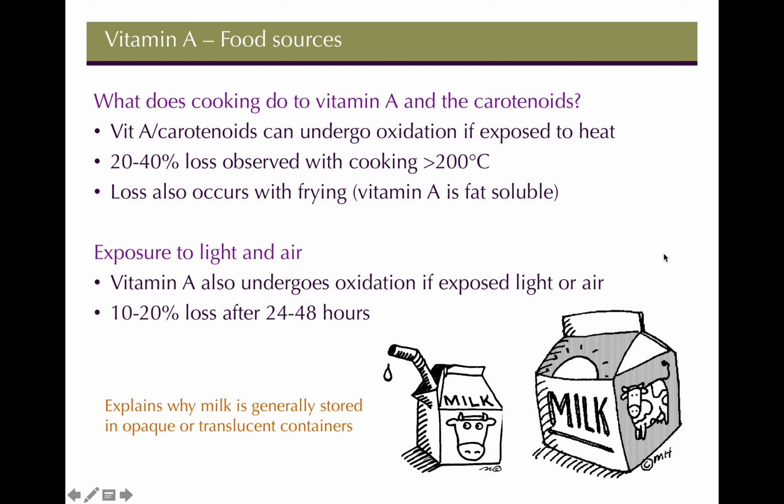Exposure to air and light is another thing that can destroy vitamin A. It will undergo oxidation if exposed to air and light, and it's about a 10 to 20% loss after 48 hours. This is particularly important with regards to milk. Remember, milk has vitamin A in it, and that's why we usually see milk being stored in opaque or translucent containers. It's really to protect the vitamin A from light oxidation.